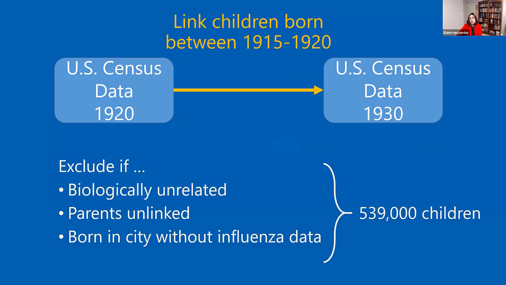Now we're going to make some pretty stringent requirements in order to make some of these assumptions. We exclude individuals if they are biologically unrelated to the household. If we're not able to link those parents, we exclude them from the analyses. And then also, as I'll describe, we need to have data on the city that they were born in, in order to understand whether the timing and whether they were exposed to influenza at a specific point in their trimester. This leaves us with about 540,000 children at the start after we've done the linking.